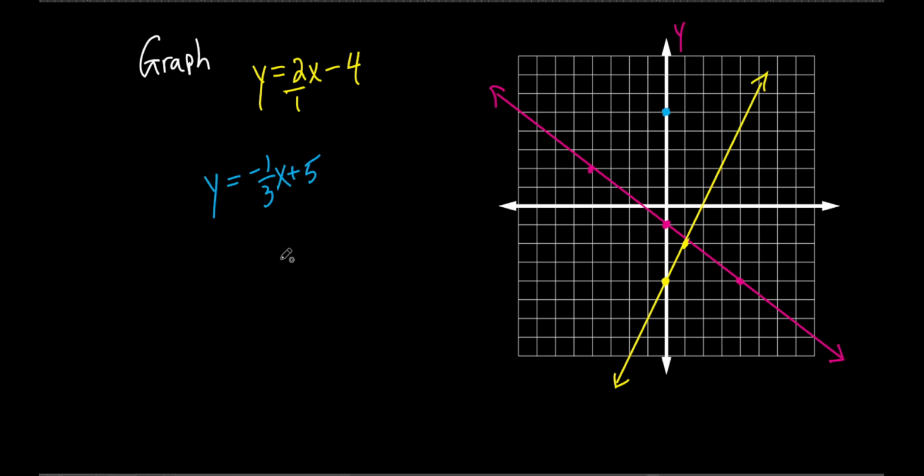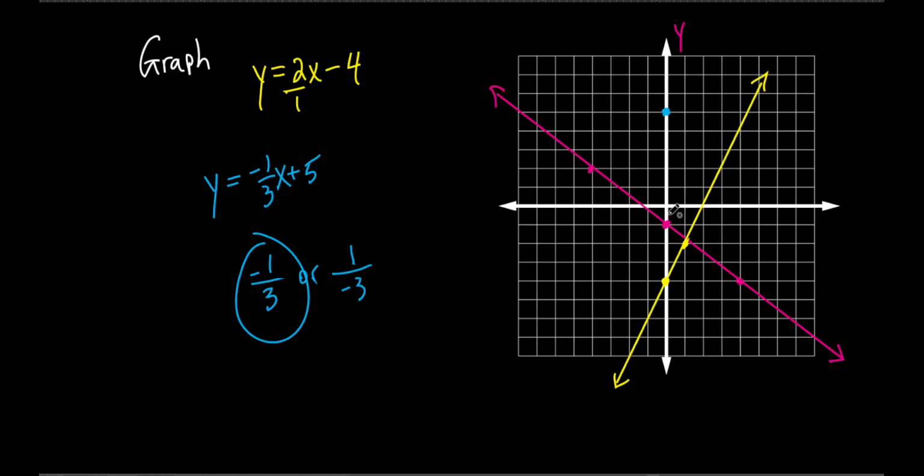And the slope is negative 1/3, right? So I could do this. I could rise negative 1, run positive 3. Or I could do what? Rise positive 1, but run what? Negative 3. I could do either one of those. It doesn't matter. All right? Let's just do this one for right now.